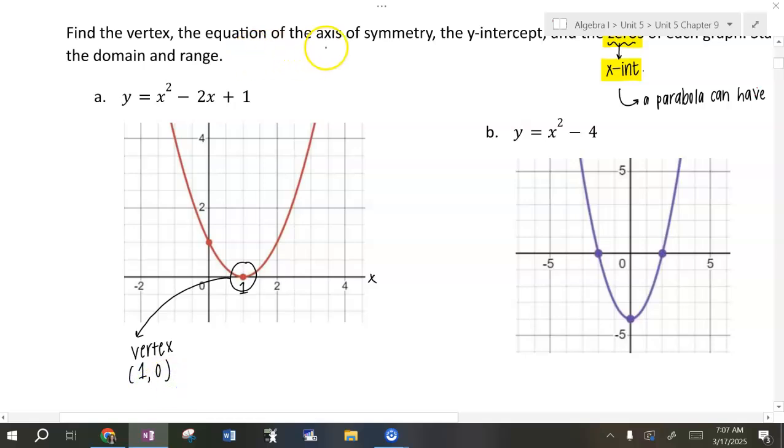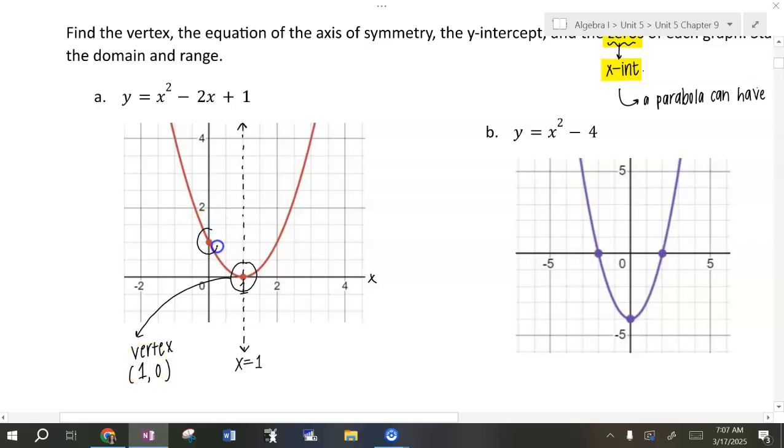Next it says find the equation for the axis of symmetry. The axis of symmetry is the vertical line that cuts the parabola in half. Remember, the equation for a vertical line is always x equals. This vertical line has an x-intercept of 1. So the equation for this axis of symmetry is going to be x equals 1. Remember, the equation for the axis of symmetry, that x value will always match the x value of the vertex.